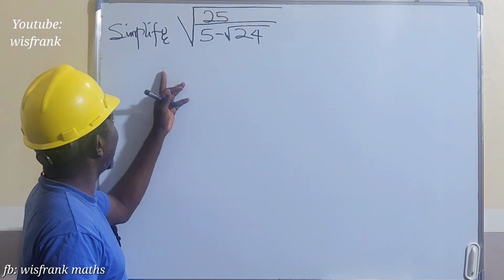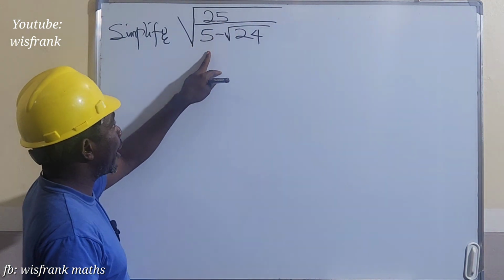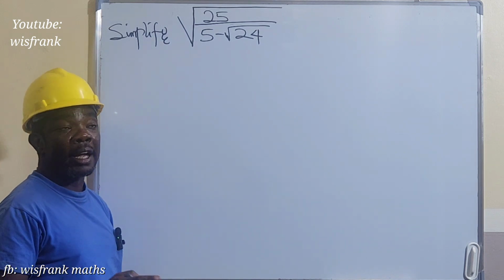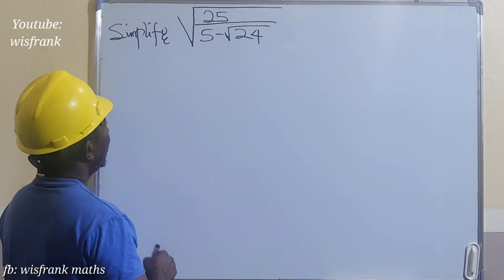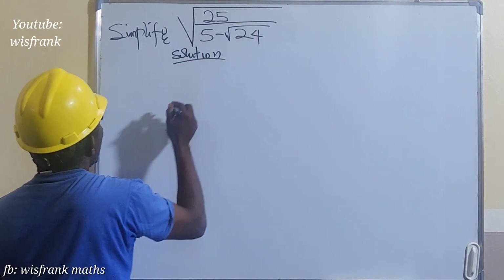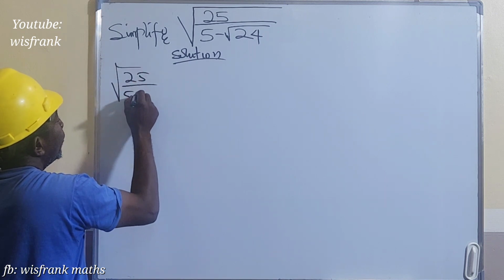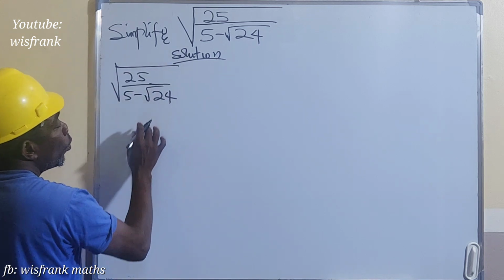Today we are looking at this question, and it says simplify square root of 25 all over 5 minus square root of 24. So we are going to simplify this expression into its simplest form. Solution: we are given square root of 25 all over 5 minus square root of 24. So this is what we are given.